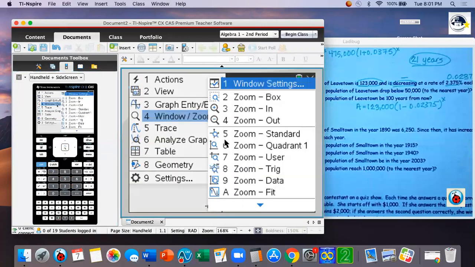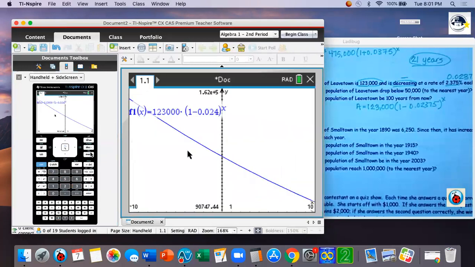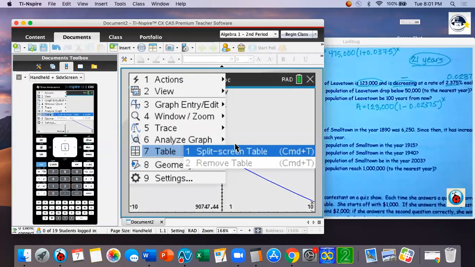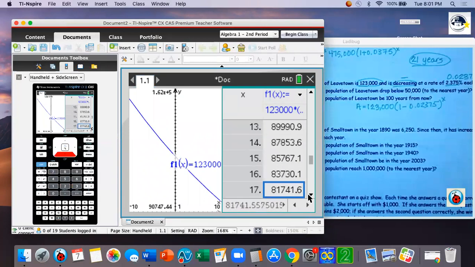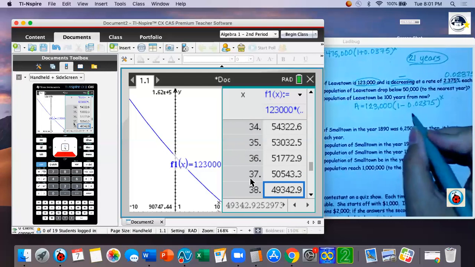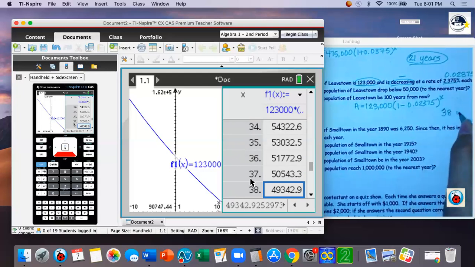Menu, we're going to fit it to the screen so we can see our trend line. And then we're going to go to our table, split screen table. We want to know when it drops below 50,000. So again, the years are my x, the population is my y. And it drops below 50,000 after, right here, we can see it is after 38 years. 38 years for 58,000. That's one of my answers.